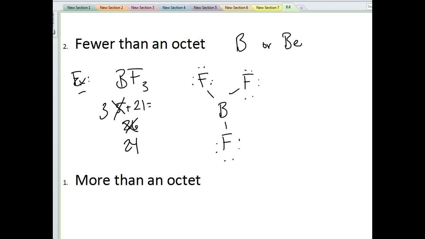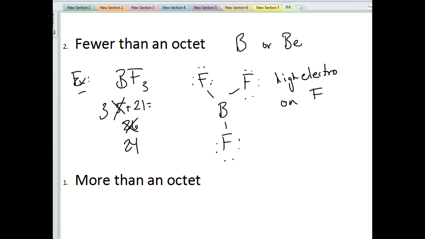Now, we did just talk about resonance structures, and you might be looking at this and wondering, couldn't you just make a double bond with one of the fluorines to get an octet on the central boron, and then make 3 resonance structures? The answer is we could. But because fluorine has such a high electronegativity, it doesn't form a double bond anywhere. It's going to really hold onto those electrons, so we get fewer than an octet.